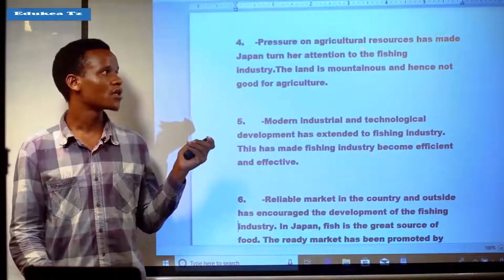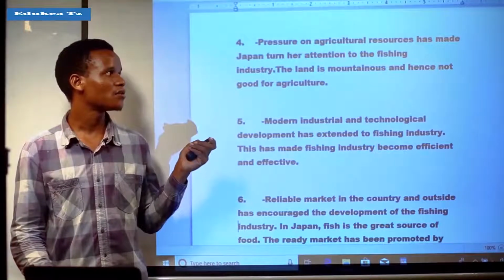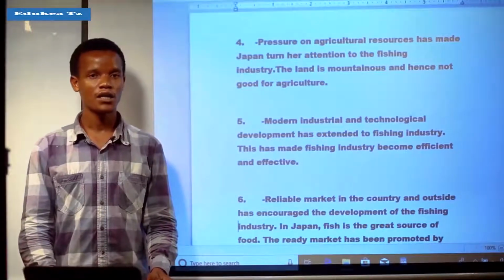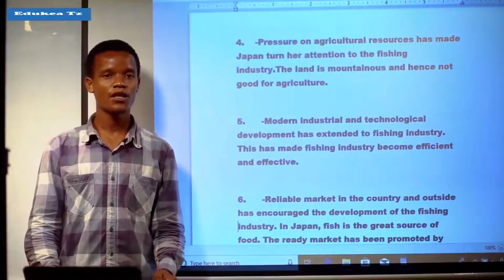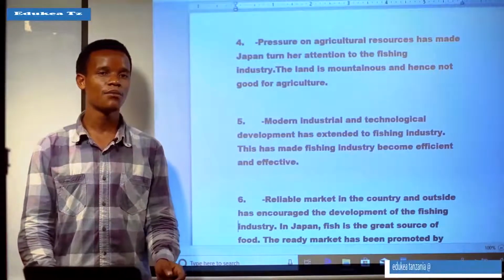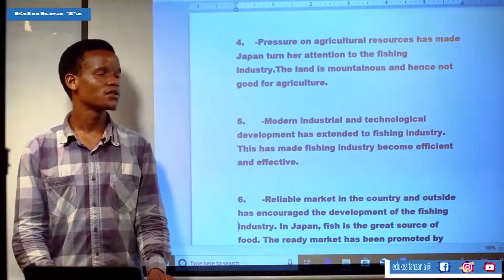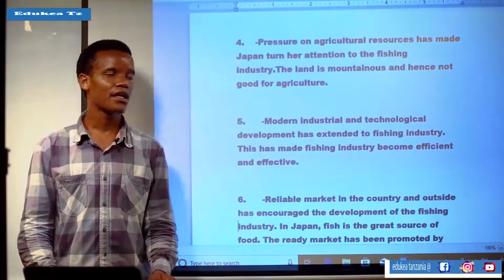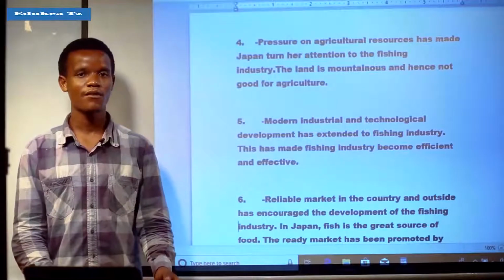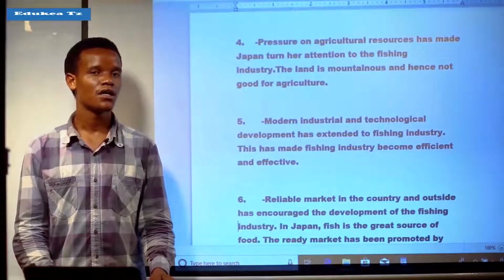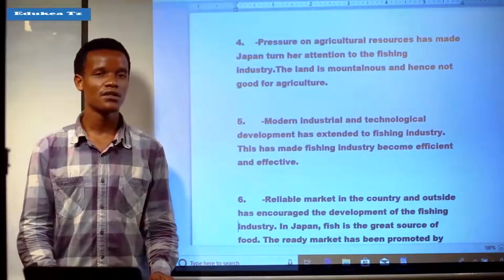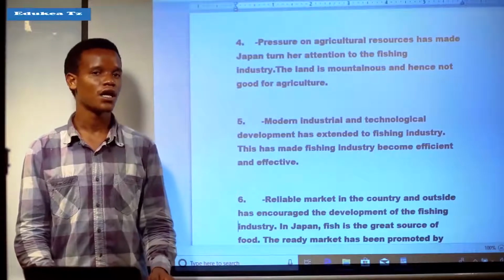Another is that pressure on agricultural resources has made Japan turn her attention to the fishing industry. So with pressures in the agriculture sector, the government of Japan saw another sector of the economy, which is fishing, and emphasized the fishing activities rather than agriculture. Due to the pressure on agricultural resources, the government of Japan saw it as better to turn to the other economic sector, which is fishing, and hence kept up their efforts to encourage the development of fishing.